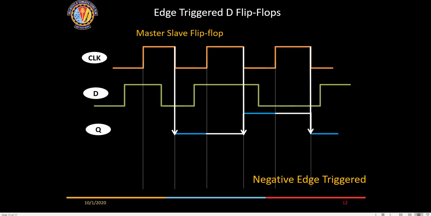So for a positive edge triggered flip-flop, we will flip the location of the inverter of the clock, right? Yeah, correct. We will have to change the position of the clock inverter.